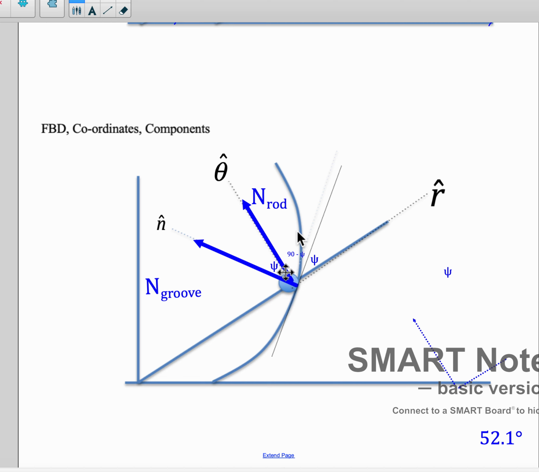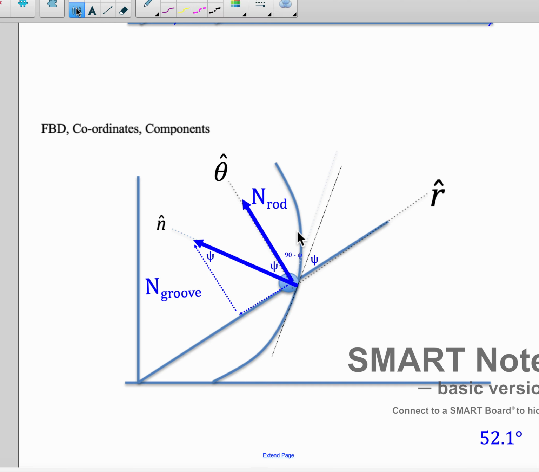Now, you could use that one to find the components of this normal groove force, but I'm going to choose to draw the components over here using this triangle. And then I'm just going to use alternate interior angles to say that this angle up here must be psi. So if I can find the psi angle, then I can work my way through the triangles and find the angle in this triangle that I need to find components.